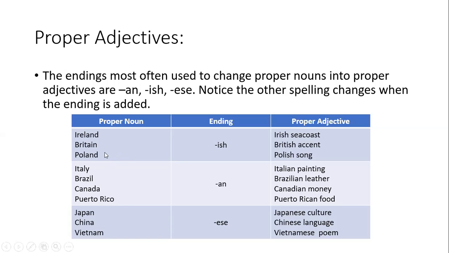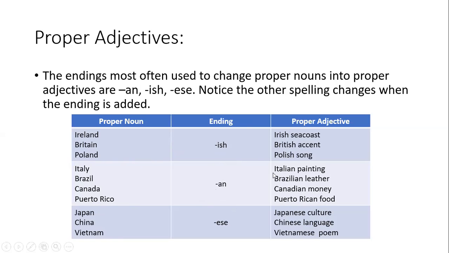We have Ireland, Britain, Poland, Italy, Brazil, Canada, Puerto Rico, Japan, China, and Vietnam. And these are all the proper nouns. And then we have the endings. These are the endings for Ireland, Britain, and Poland. Ireland changes to Irish, Britain turns to British, and Poland turns into Polish. Okay. And then AN, this is a category where we would fall as Puerto Rican. So we have Italy turns into Italian, Brazil, Brazilian, Canada to Canadian, Puerto Rico to Puerto Rican, okay?